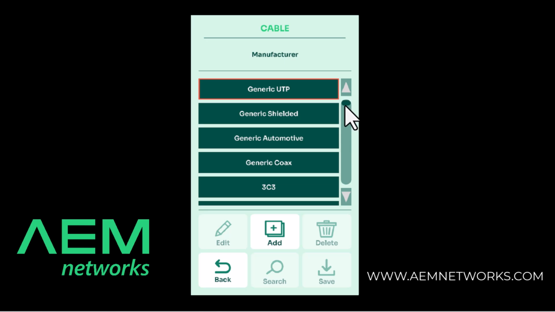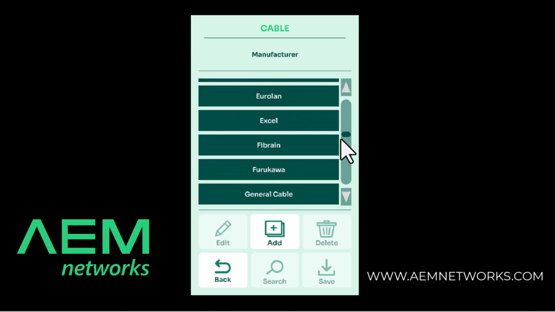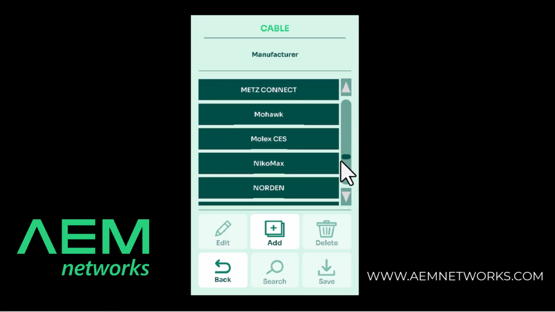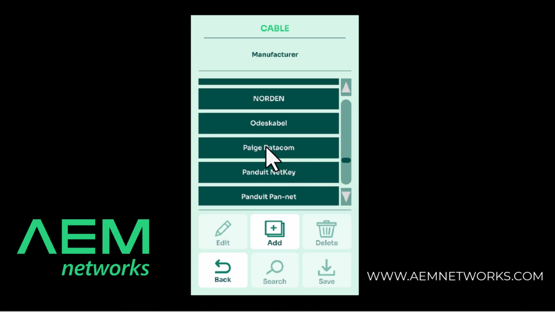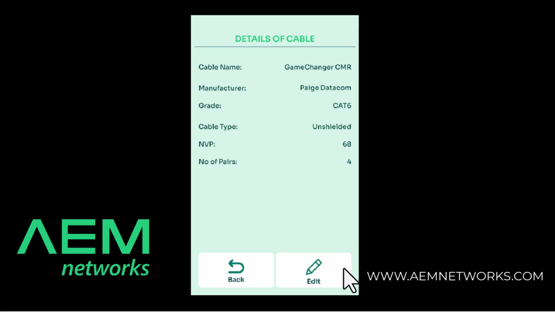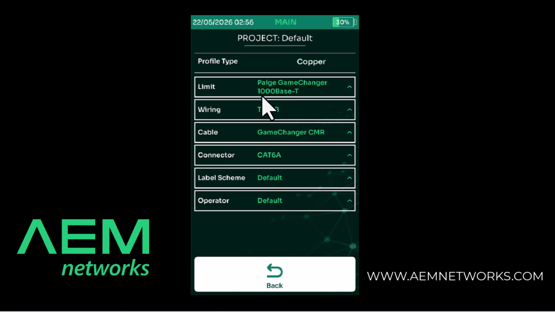And then we're going to again scroll until we get to Paige DataCom. And when we get to Paige DataCom, we will go ahead and select. There's Paige DataCom. And we just go in and select the appropriate cable that we want to use. I'm just going to use the GameChanger Cat6 CMR and click Save. And then we've got our cable selected, we've got our limit selected, and now our project is set up to test this cable with the extended distance cable from Paige DataCom.